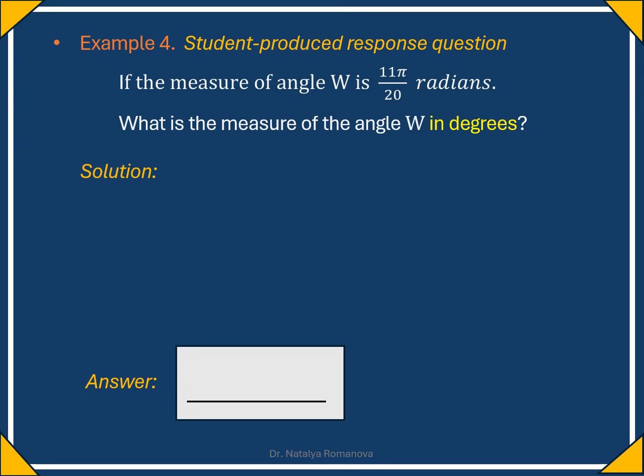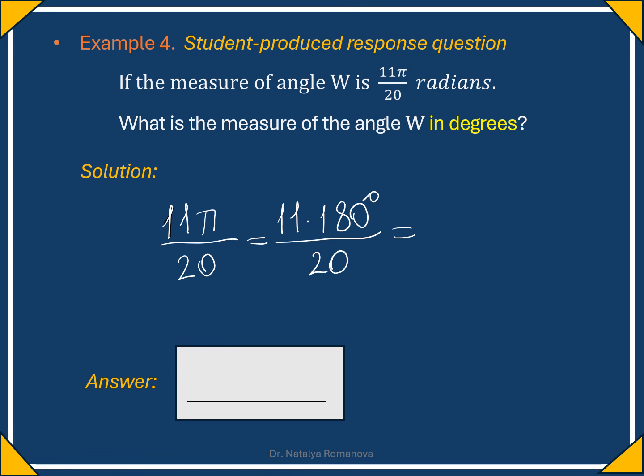Next example, we need to convert angle W, 11 pi over 20 radians, to degrees. So we will use our math trick: 11 pi over 20, and we can write instead of pi 180 degrees divided by 20. We can find this value, it would be 99 degrees. So we can write the answer in the answer box.